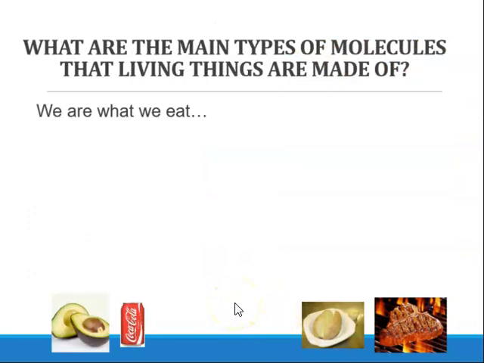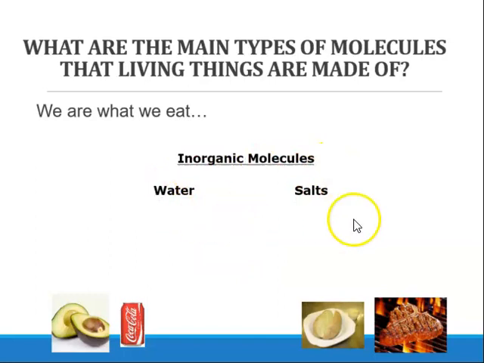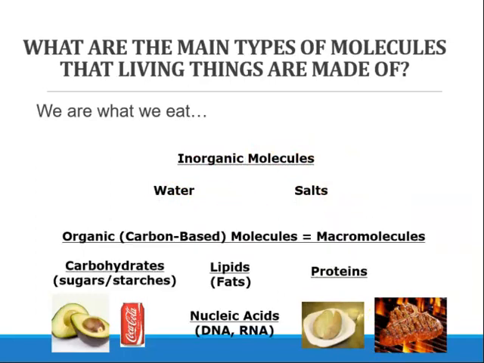So we have main types of molecules that all living things are made of, and we know we are what we eat. We are made up of inorganic molecules such as water and salts. And we are also made up of organic or carbon-based molecules. And these important molecules that make us who we are, that make us living and breathing, are known as our macromolecules.